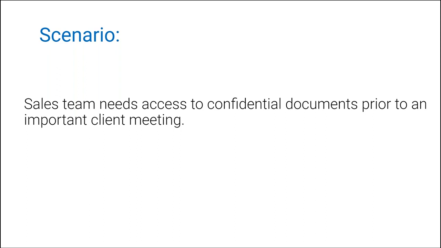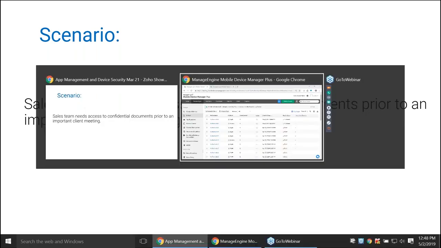Again, we are taking a scenario here. I am being thrown from the logistics division of the company over to the main administration. I'm met with the sales team, who need access to a confidential document before an important client meeting. So what do I do in this situation?